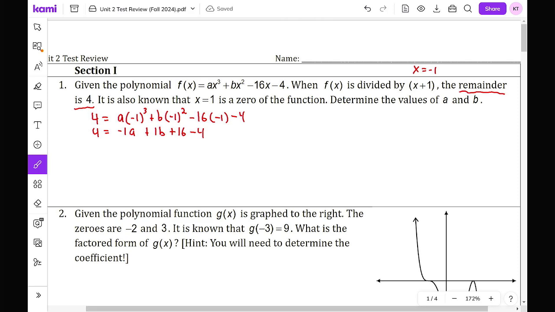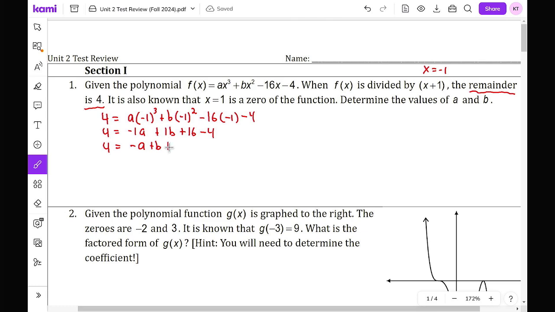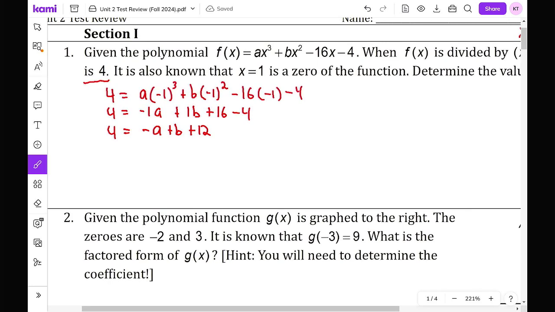So now I'm going to combine like terms. So I'll have 4 is going to be equal to negative a plus b plus 12. And then I'm just going to now subtract 12 from both sides. So 4 minus 12 is going to give me negative 8 is equal to negative a plus b. All right. So that's the first half. And now I'm going to basically repeat the same exact thing.